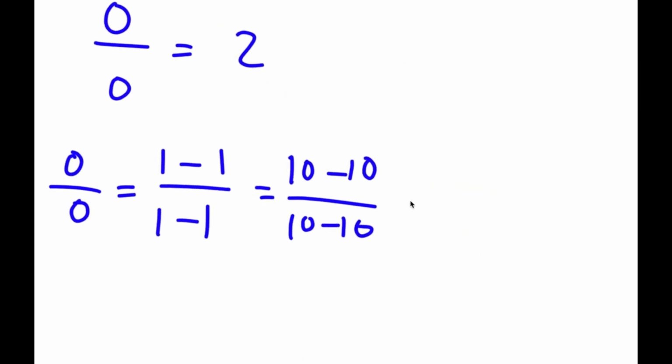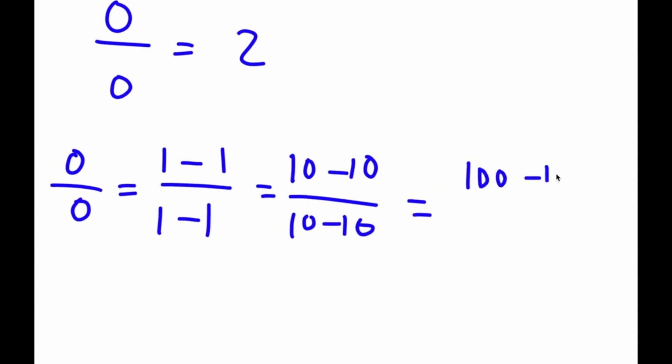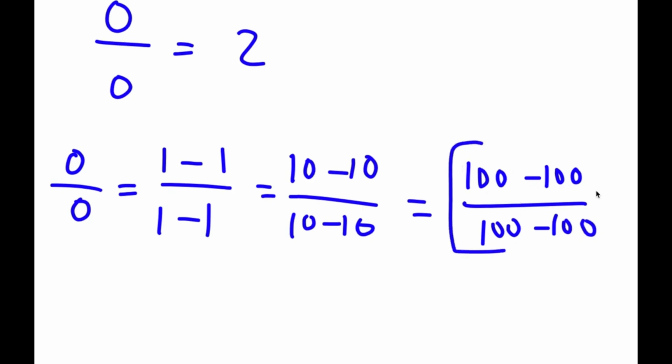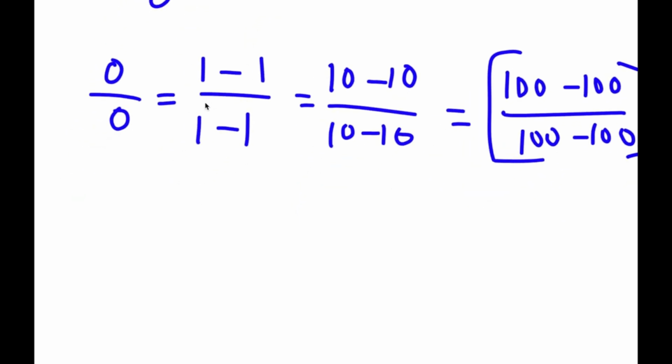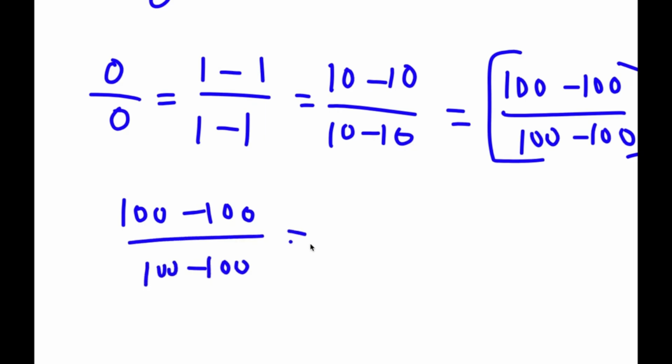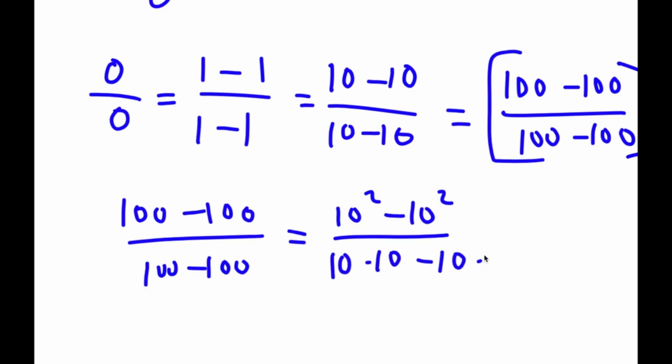And 10 minus 10, this is the same thing as 100 minus 100. So I have 100 minus 100 over 100 minus 100. Now 100, this is the same thing as 10 squared. So 100 minus 100 over 100 minus 100 is the same thing as 10 squared minus 10 squared over, instead of writing this as 10 squared minus 10 squared again for the denominator, I'm instead going to write this as 10 times 10, which is the same thing as 10 squared.